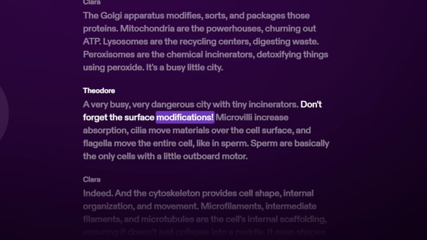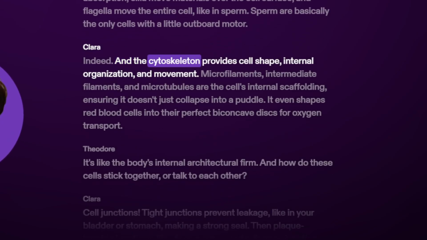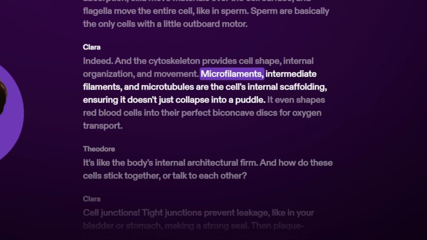Don't forget the surface modifications. Microvilli increase absorption, cilia move materials over the cell surface, and flagella move the entire cell, like in sperm. Sperm are basically the only cells with a little outboard motor. Indeed. And the cytoskeleton provides cell shape, internal organization, and movement.